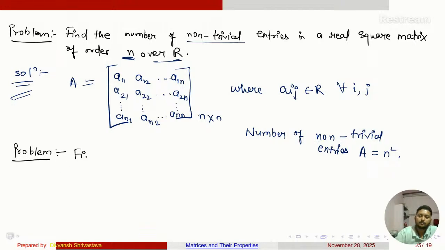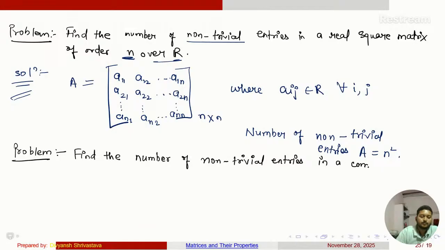So the problem is: find the number of non-trivial entries in a complex square matrix.